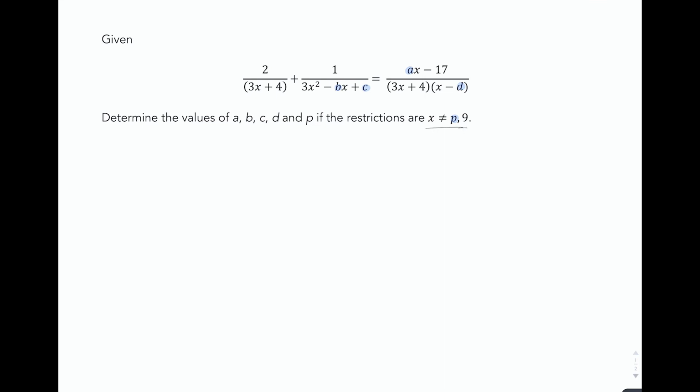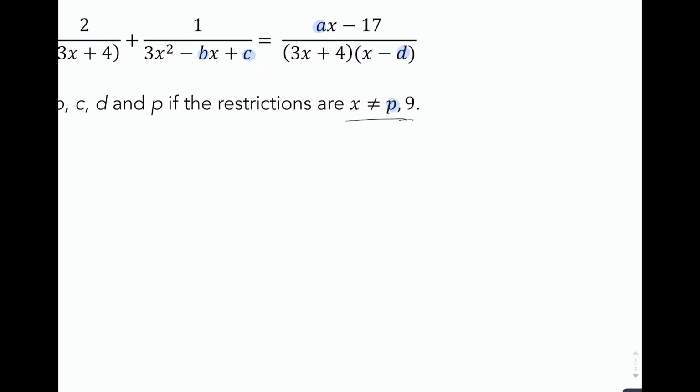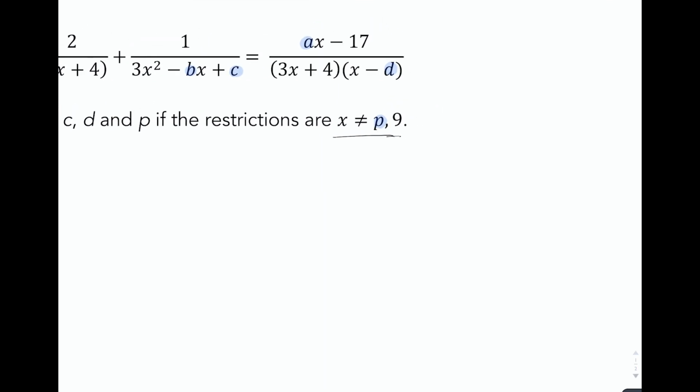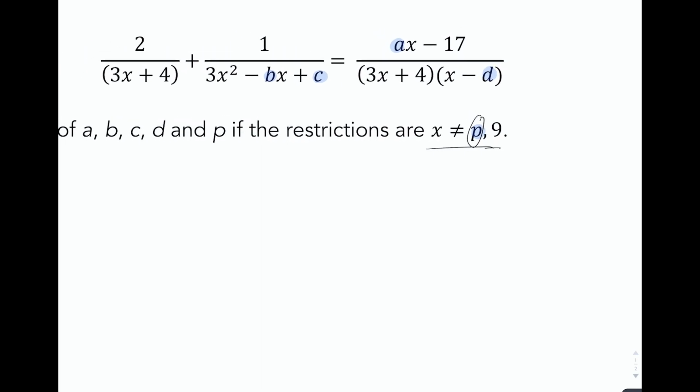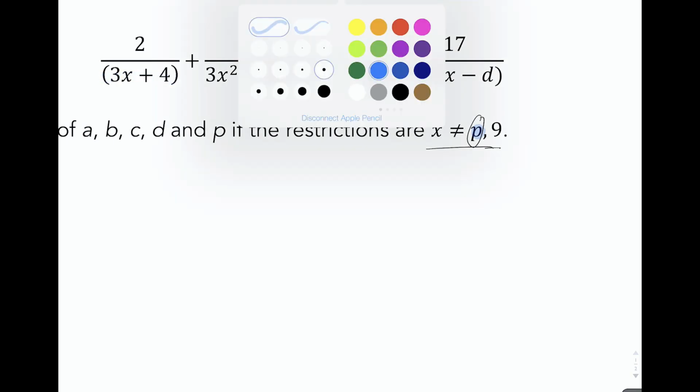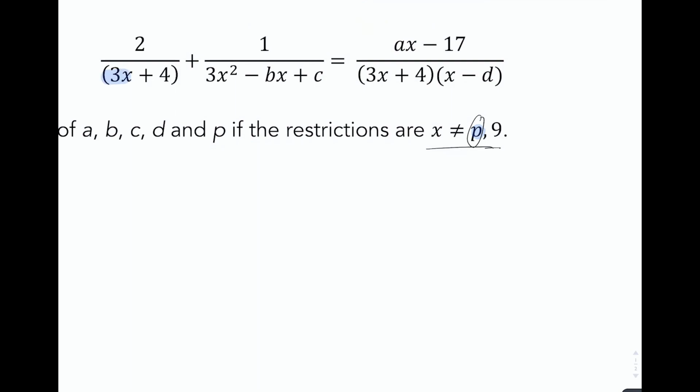Okay, we know that x cannot be p and x cannot be 9. Now, the obvious question is, well, what is p? Where can we get a restriction from in our expression up here? Notice that, let me just erase this. Here is a denominator. Over here, we have this denominator, which is some kind of quadratic, which hasn't been factored. We have a denominator here, and we have a denominator here.